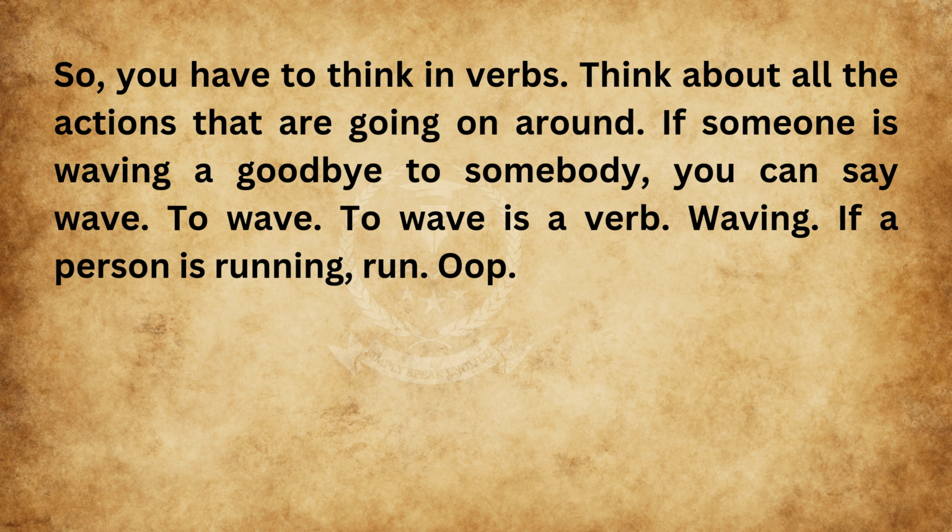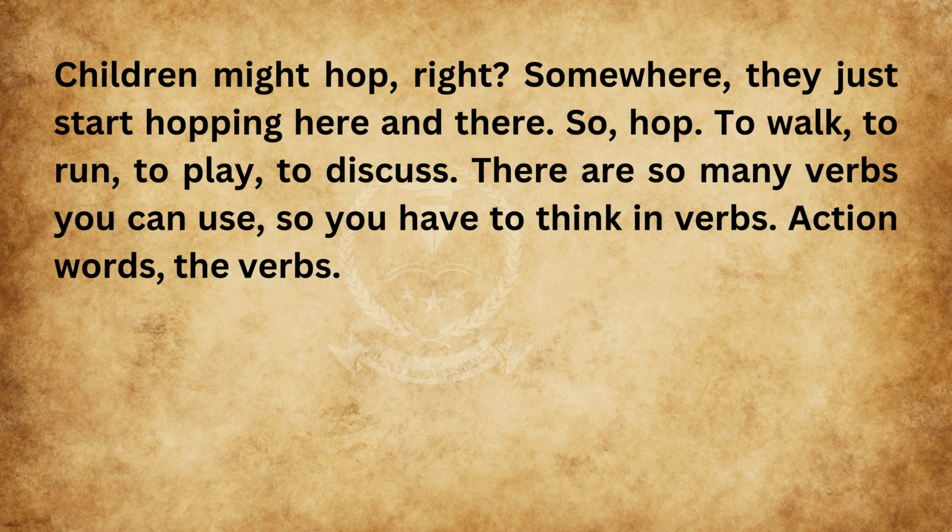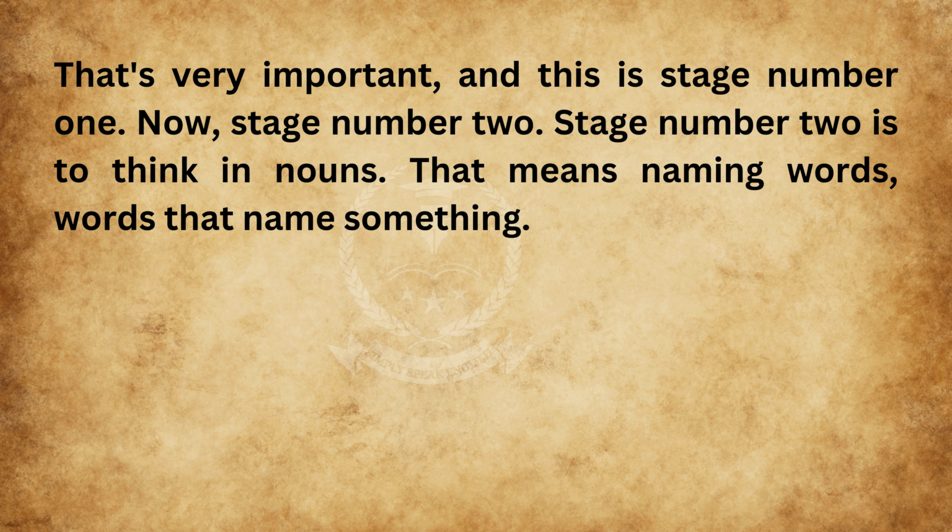If someone is waving a goodbye to somebody, you can say wave. To wave. To wave is a verb. Waving. If a person is running, run. Children might hop, right? Somewhere, they just start hopping here and there. So, hop. To walk. To run. To play. To discuss. There are so many verbs you can use, so you have to think in verbs. Action words. The verbs. That's very important, and this is stage number 1.